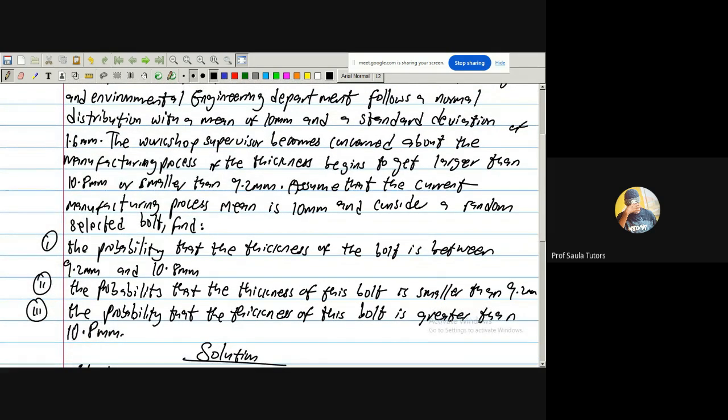Now, they said that the workshop supervisor becomes concerned about the manufacturing process if the thickness begins to get larger than 10.8 millimeter or smaller than 9.2 millimeter. Assume that the current manufacturing process mean is 10 millimeter, this is our mean, and consider a randomly selected bolt. Find the probability that the thickness of the bolt is between this and this. That is, you are asked to find the probability that the thickness is between 9.2 less than x less than 10.8 millimeter. This is what you are asked to find.